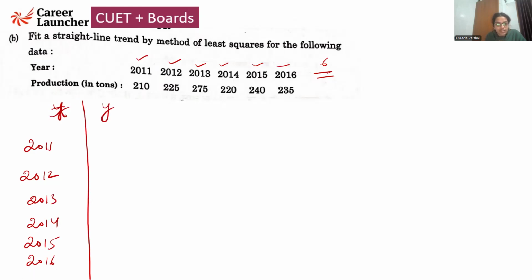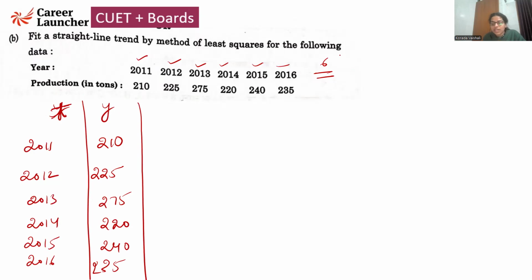This is T, the year which we are considering. So the production is 210, 225, 275, 220, 240, and 235. We need to look at the origin, because the number of data points that we have is 6, so we need to look at the average of 2013 and 2014.